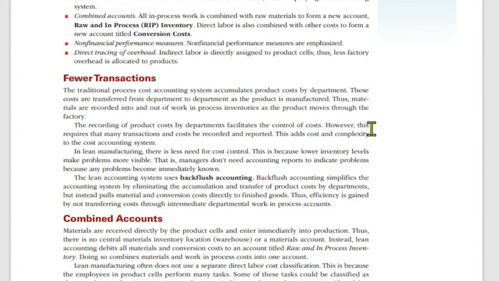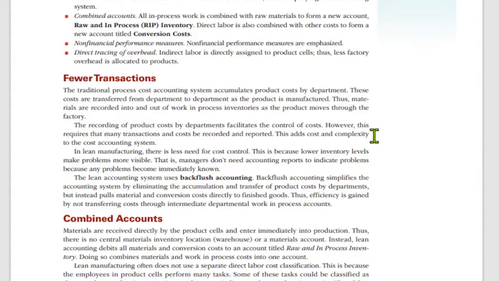So the recording of the product cost by the department facilitates the control of costs. However, this requires many transactions and costs to be recorded and reported. So ang daming pagdadaanan, and this will entail paper supplies and inventory, which means cost, and ayaw yon ng lean accounting dahil costly. So dapat bawasan while not sacrificing quality on the financial accounting or reporting side.